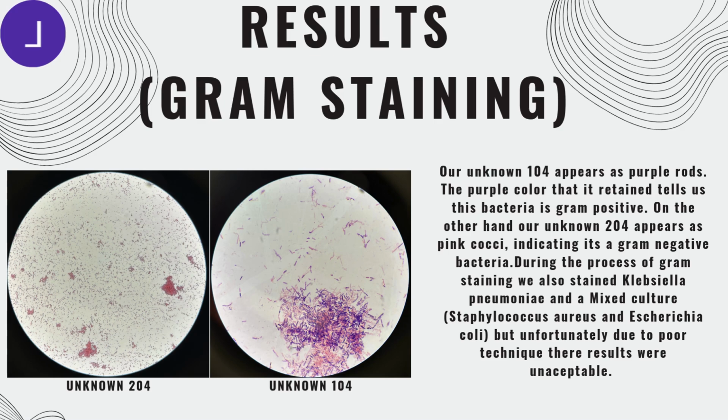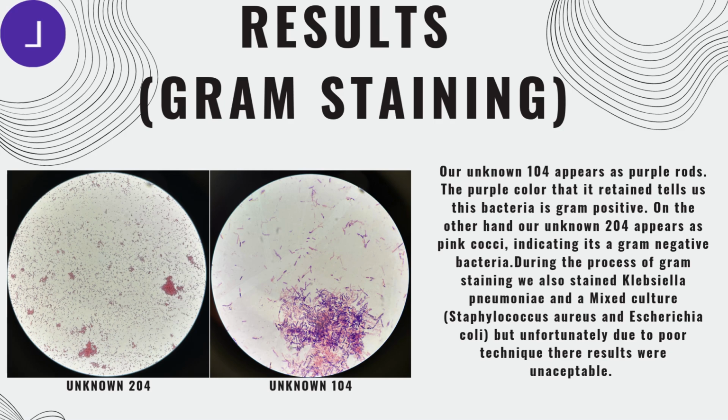So for the second set of results, we have gram staining. For the gram staining, in these pictures we have unknown 204 and unknown 104. You can see how our unknown 104 appears as purple rods, and the purple color on gram staining shows us that the bacteria is a gram positive bacteria. But on the other hand, we can see that our unknown 204 appears as pink cocci, indicating that it's gram negative bacteria.